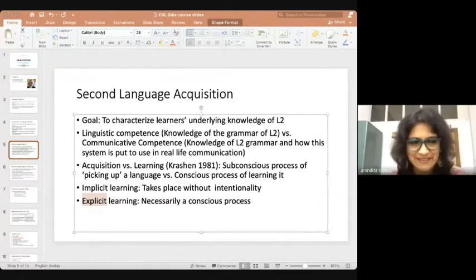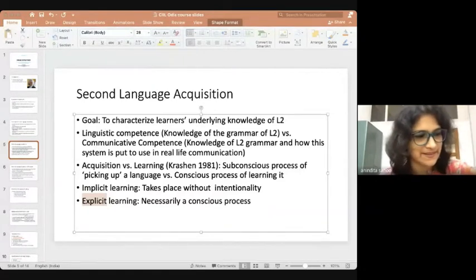Okay, why do you think so, Suresh Naik? Why do you think this is explicit learning? What could be the possible reason? Feel free to communicate in either English or Odia. I'm okay with both.